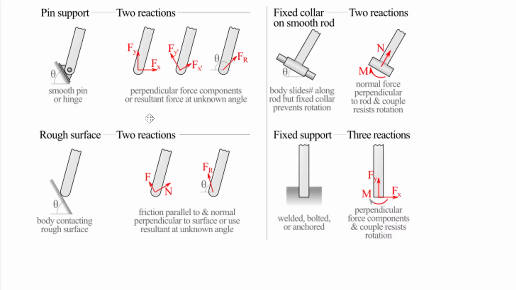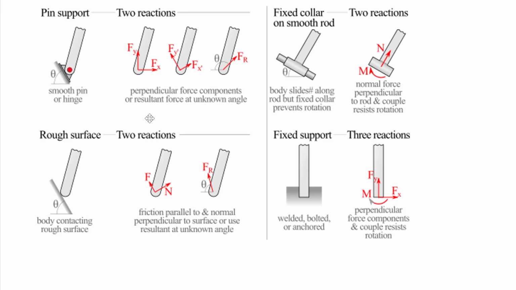One of the most common types of supports that we'll encounter in statics is this one called a pin support. Okay, so a pin support is based upon a smooth pin. So it's a friction-free pin or hinge. So it can freely rotate. Now, there are actually two different reactions, noting this is the first type of support that has two reactions that come from a pin support.